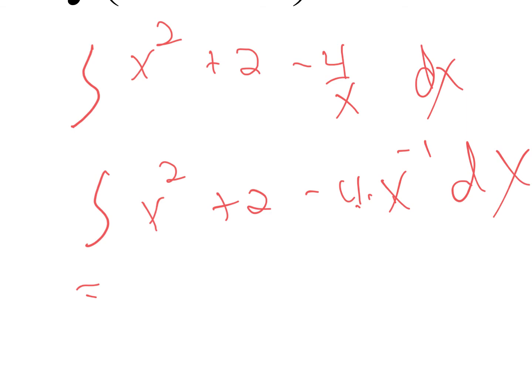X squared becomes what? Is it x cubed over 3? Wait, sir, where did you get x squared from? You take the 2 and add 1 to it, and then divide by it. The coefficient happens to be a 1 in front. Why did you put a 3 in there? Because we added 1 to the 2.